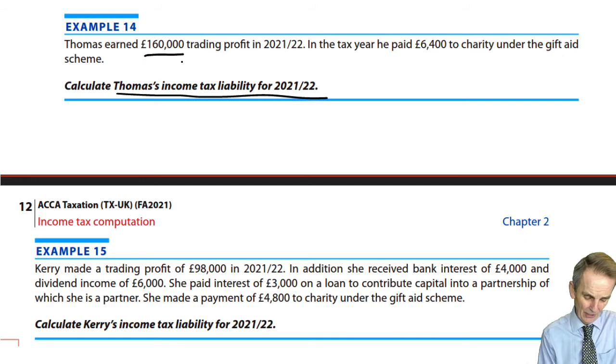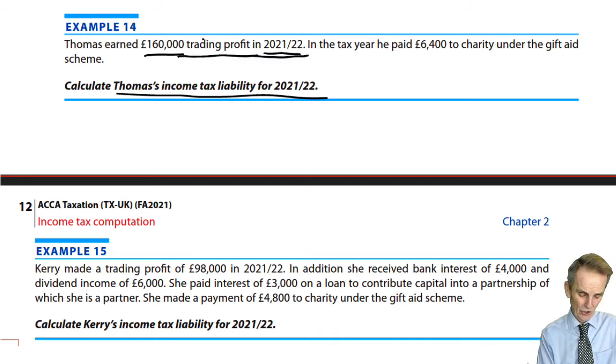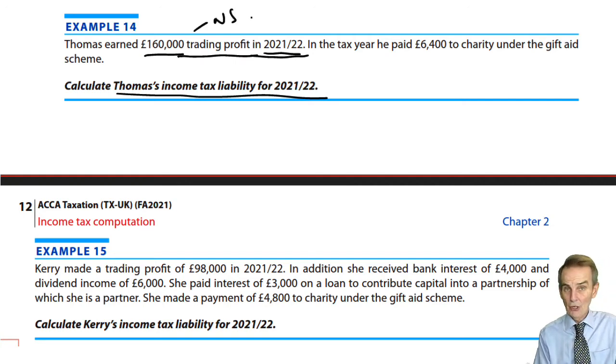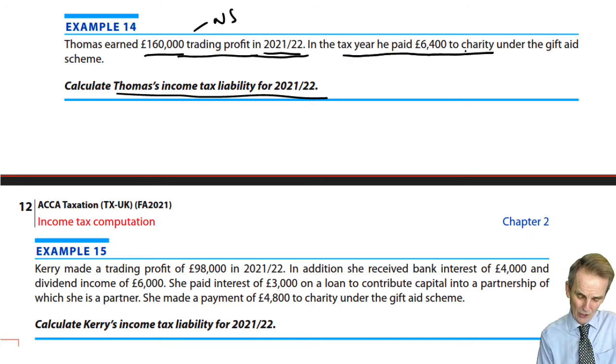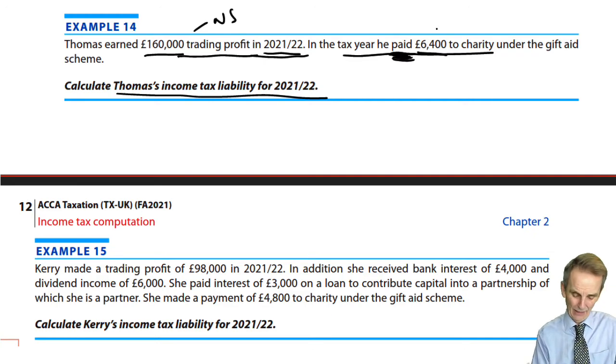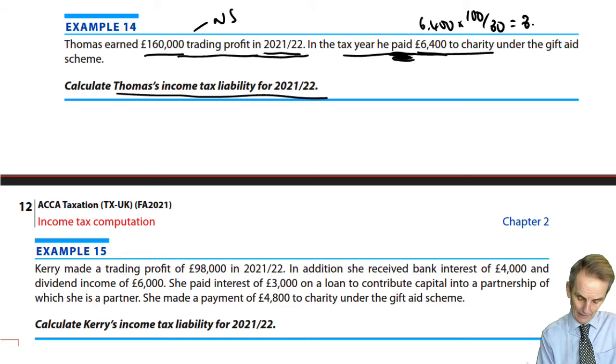Thomas earned £160,000 of trading profit in the 21-22 tax year. Trading profit, non-savings income. No other sources of income given, but told that in the tax year he paid a gift aid payment, and that therefore is the actual payment, the net figure, 6,400. So 6,400 times 100 over 80 will give you your gross gift aid payment, and that will be £8,000.